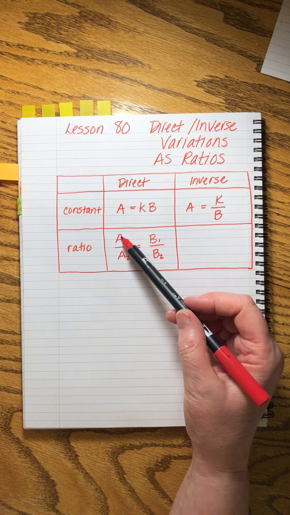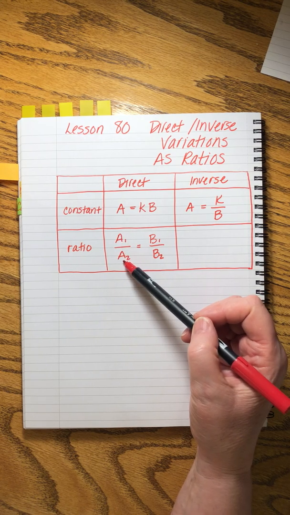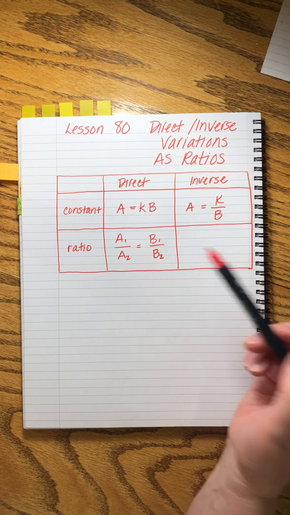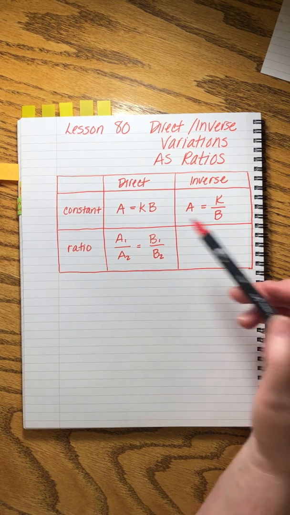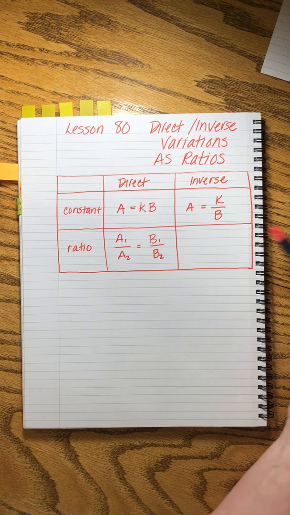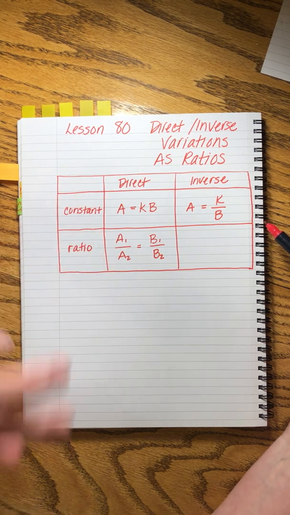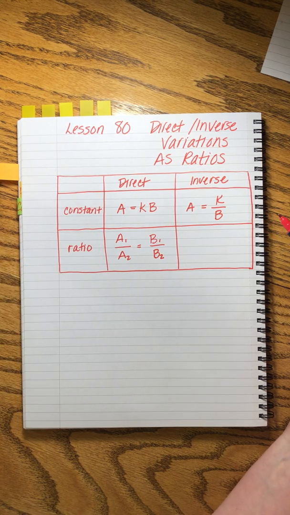Notice that you take the first A and the second A, make a fraction, and then that has to be equal to the first B over the second B. You don't calculate a constant. You just plug it all in at once and solve it. Is that better or worse? I don't know. It's six of one, half a dozen of the other. But we're going to practice doing it this way, and then in the future, you'll be able to choose which method you want.